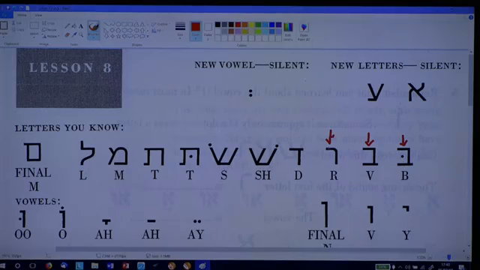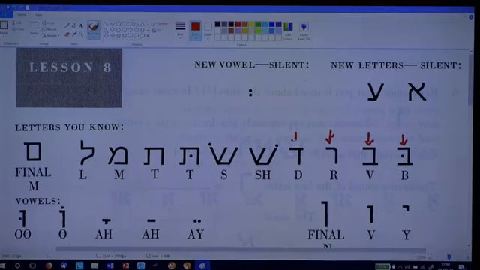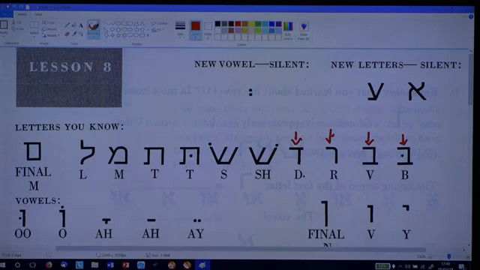Next one. This is a resh. It has an R sound. Daled or dalet, as you prefer. It's a D sound. This is a shin, and we know it's a shin because the dot is on the right-hand side. It has an SH sound. This one is a sin or a seen, and we know that because the dot is on the left-hand side. It has an S sound.